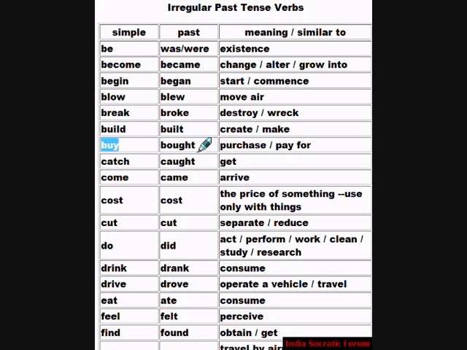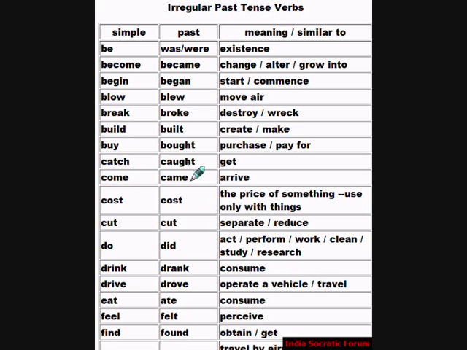Buy, past tense is bought. What do you mean by buy? Can you buy me a cup of tea? Buy means purchase. You pay for. That is the meaning, okay? Catch, caught. Catch is getting. I catch the ball. That means get the ball, right?